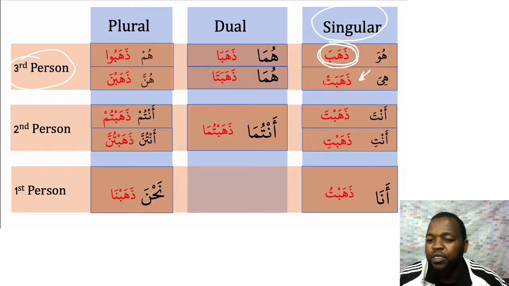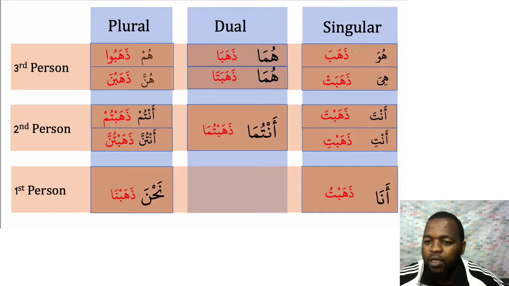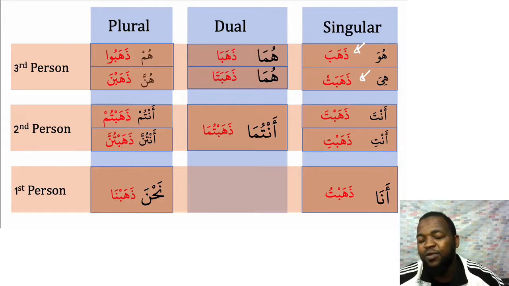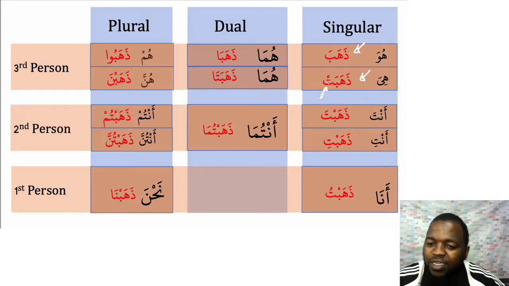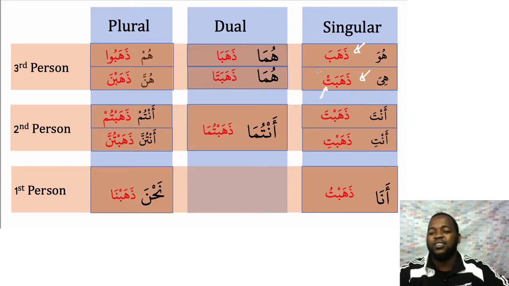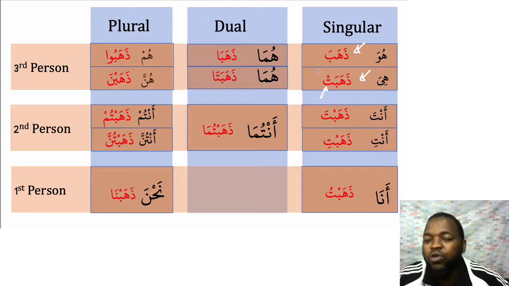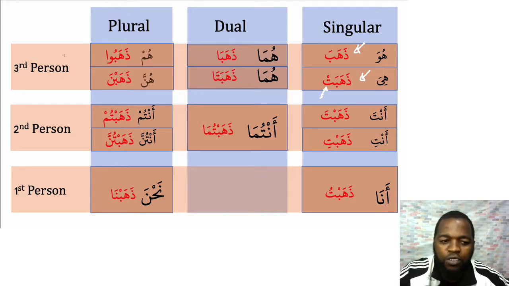All right? This is how it works. Dhahaba, dhahabat. So here for third person, where is the verb? Dhahaba. Where is the subject? Hidden. Here, where is the verb? Dhahabat. Where is the subject? It's hidden. So what is this ta with sukun here? It's a sign for me to know that this is the feminine gender. Now we have here dhahaba, this is masculine, right? And down here is feminine.